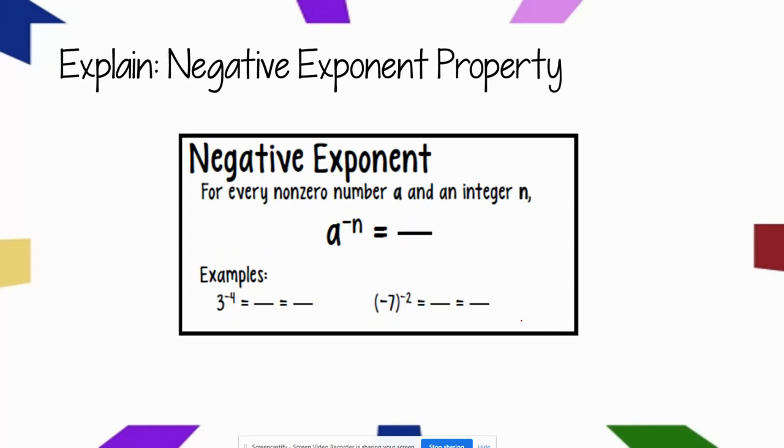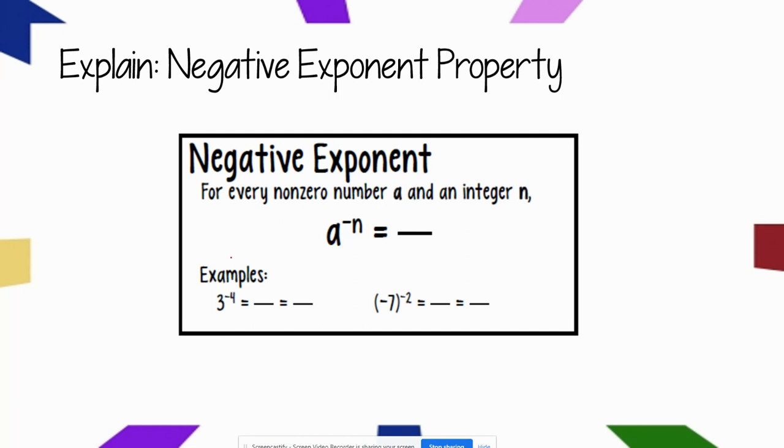For negative exponents, remember I've told you before that we never actually want to have a negative exponent. They exist, but we want to try to get rid of them. So, anytime we have a negative exponent, so for example, a is being raised to the n power or negative n power, what we want to do is flip this to its inverse.